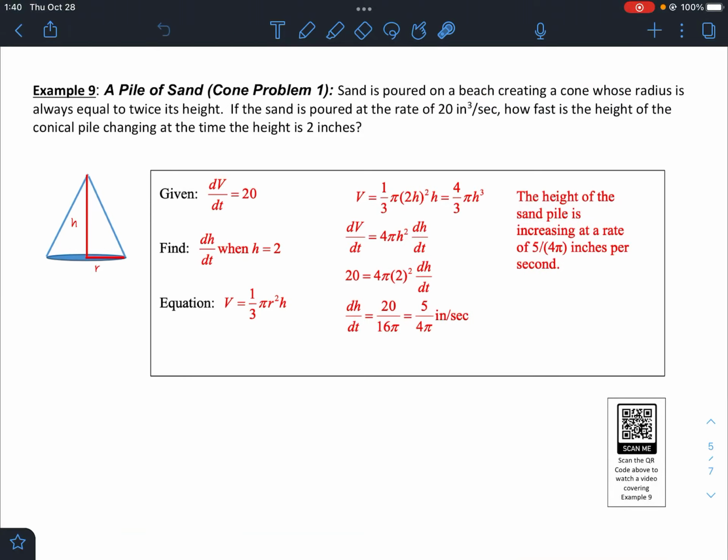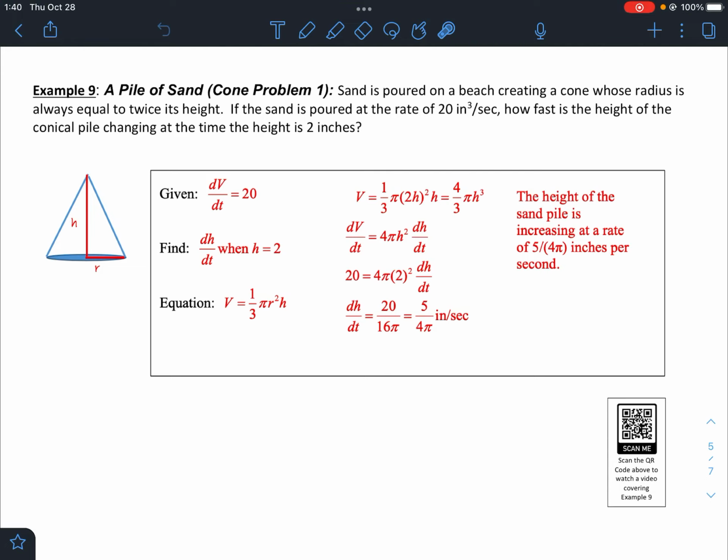So 9 here, we have a pile of sand that's being poured onto this conical shape. The volume is changing at 20 cubic inches per second. We want to know how quickly the height is changing. So the volume of a cone is given by that formula there.